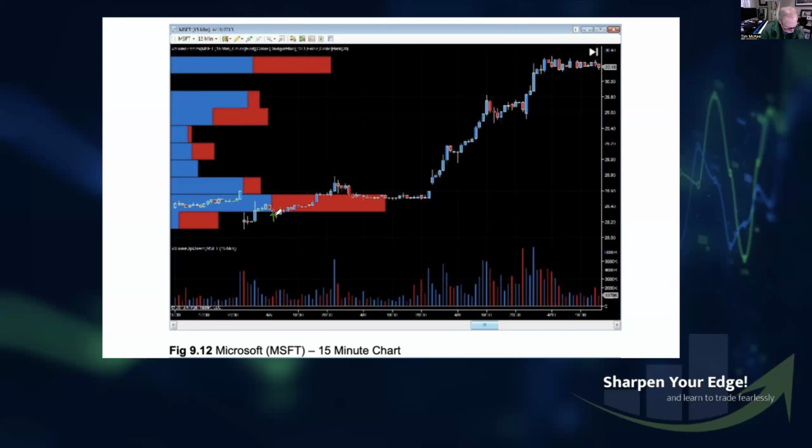Okay, so this chart is a 15-minute chart for Microsoft, and as you can see, traditional volume bars are presented at the bottom of the screen, which is what we're used to, while the volume at price indicator presents the volume distribution on the y-axis vertically as a histogram, which of course are these blue and red bars.